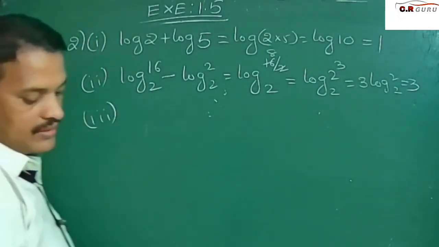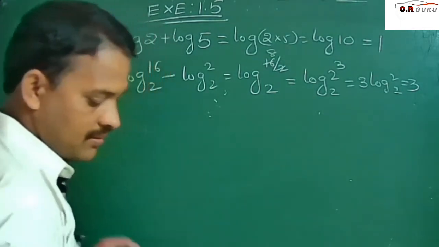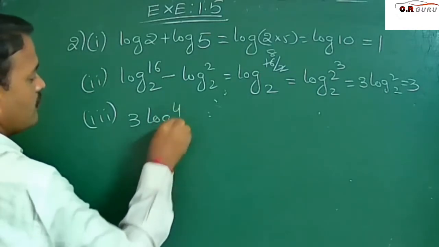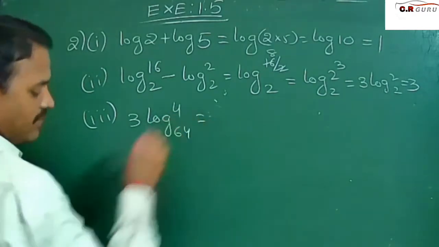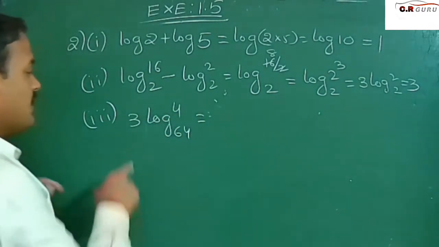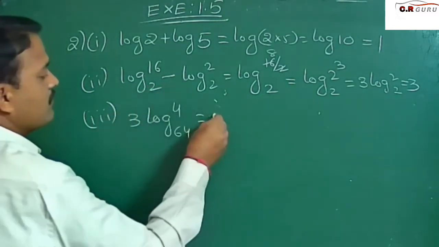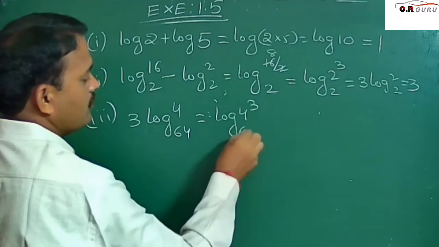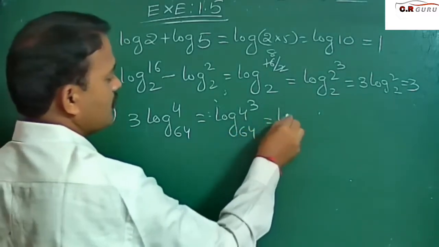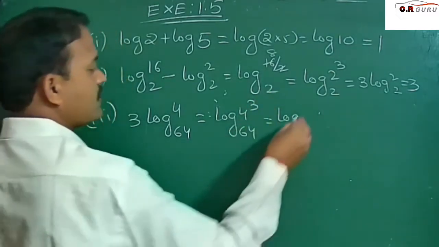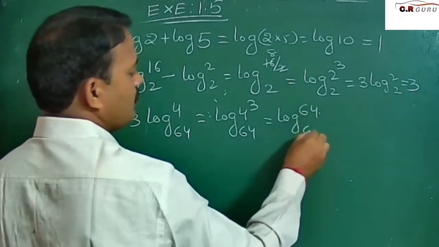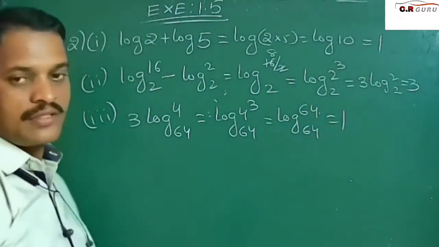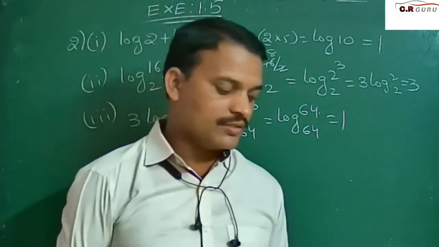Next, the third sum is 3 into log 4 base 64, which I need to find. Simply, here 3 can be taken as a power, so log of 4 cube base 64. Then 4 cube is nothing but 64, so log of 64 base 64, and the value will become 1 only. So this is the third sum.